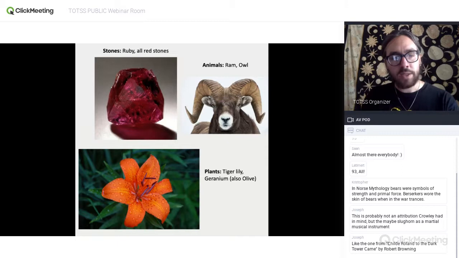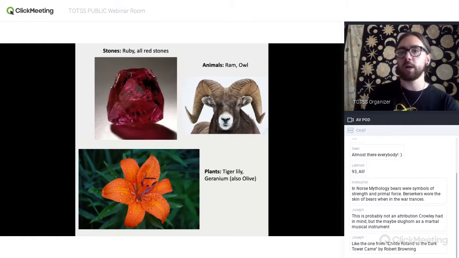All right, and then for plants, we have the tiger lily. I think it's mainly attributed because of the color there. Also maybe just through the association to the tiger as well. Crowley doesn't give the tiger as an Aries animal, though I think the tiger would make sense for Aries. Like other cats, there's a solar quality, like we saw, all cats can be attributed to Leo and to Teth.